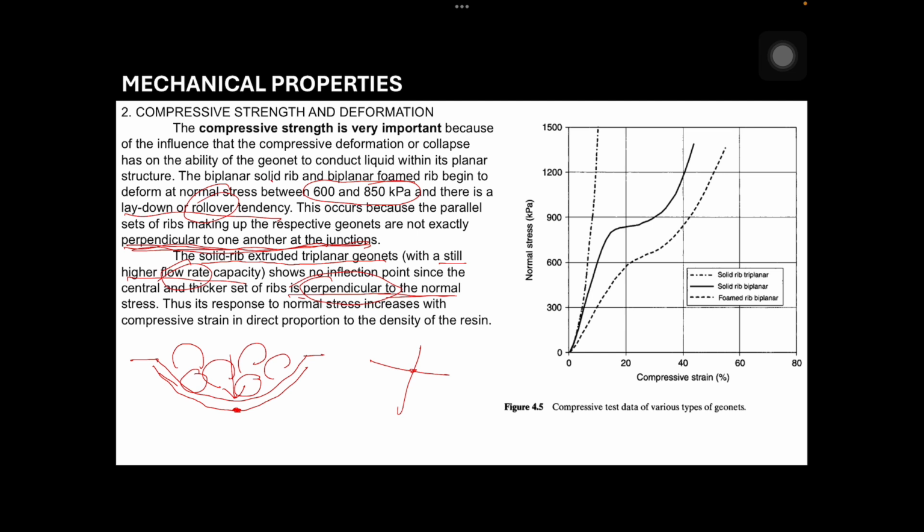So, these are the tests conducted. Comparing the three: this is for the foamed rib biplanar, this one is for the solid biplanar, and this is for the solid rib triplanar. So you can see that triplanar is really superior, and the foamed rib biplanar is lower.